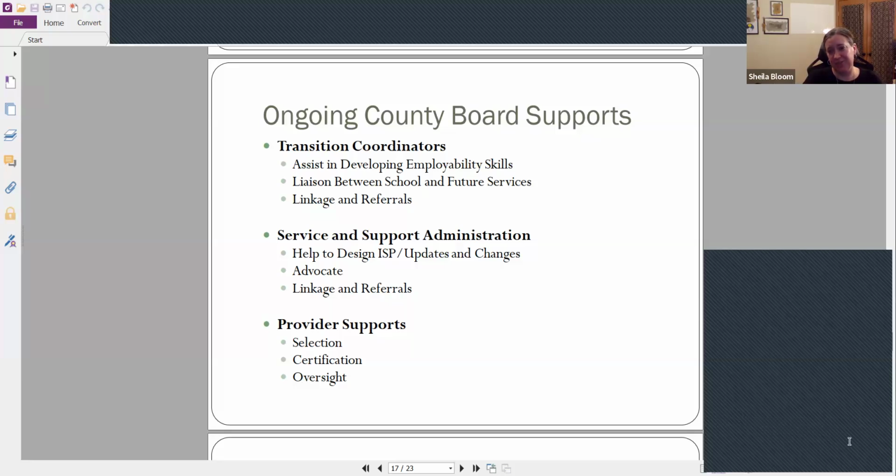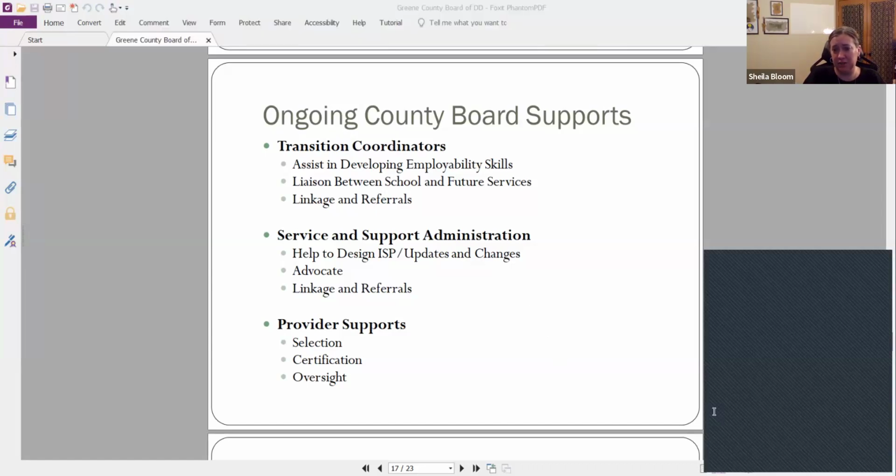And they are going to be your advocate. They're going to be the ones that help you navigate the waiver system. They will help you navigate with providers and day programs. They can also provide linkage and referrals to other community resources. They're really going to be that person at the county board that is there for you and your family. We have a lot of fantastic SSAs that are very well connected with our families. They love to establish those relationships. And they are really there to support you and your family. So use them. That's what they're there for. They're more than happy to answer questions and be that connection and that resource.